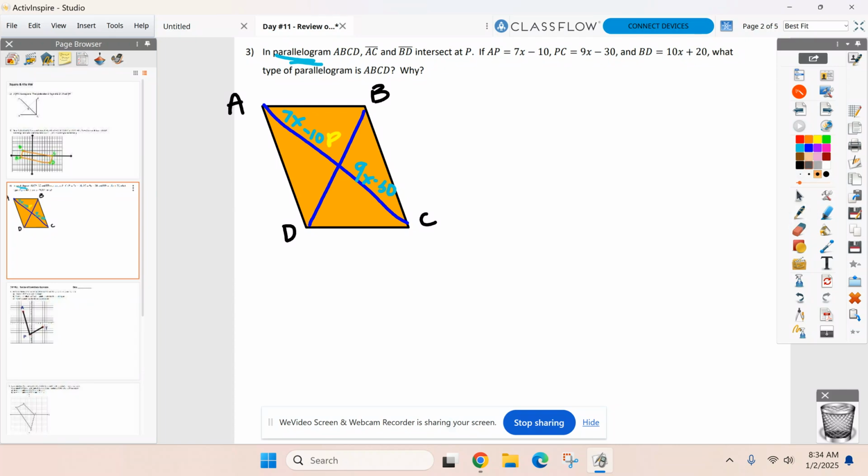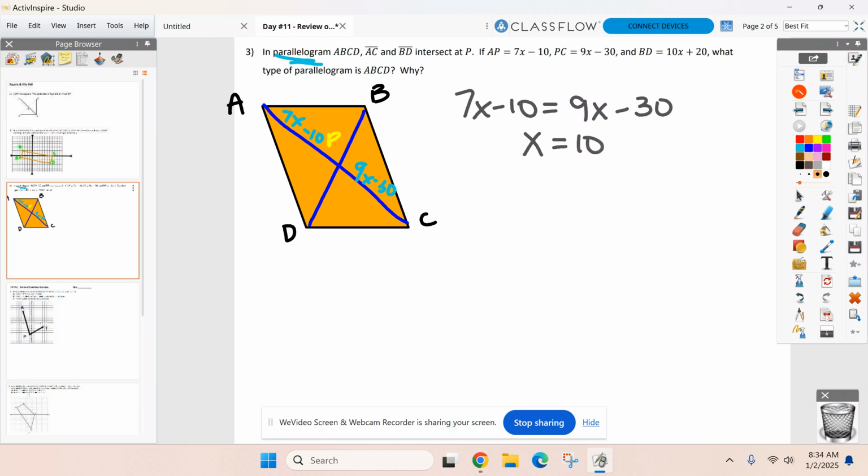They bisect each other. So that allows me to set 7x minus 10 equal to 9x minus 30. That's the only reason I can do that: diagonals of a parallelogram bisect each other. You solve it. X equals 10.